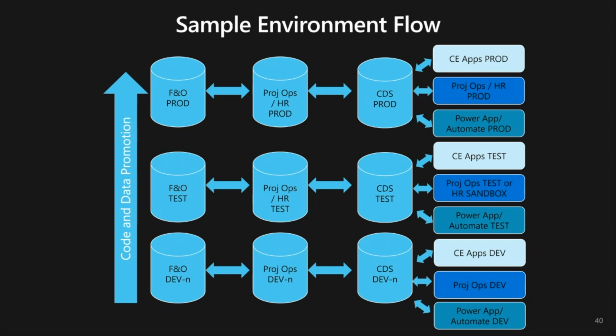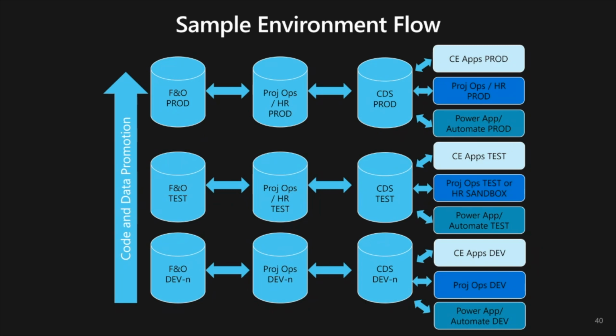We start at the bottom in our development environments always, and we generally move up through our test and into our production environments. Your environment plan may have more environments, and you'll want to make sure that all of those environments are included. Now in this diagram, you can see the left column shows the F&O environments, which are dev, test, and prod. And then in the middle column, we have project operations or human resources.